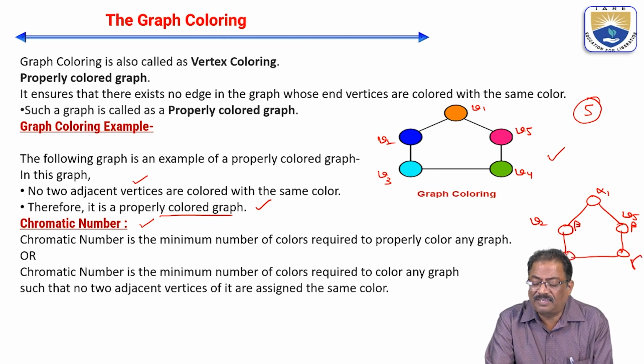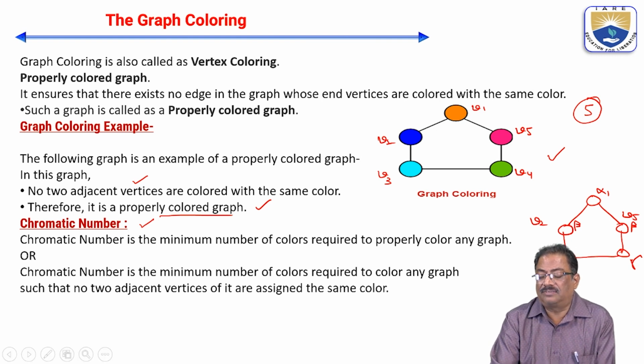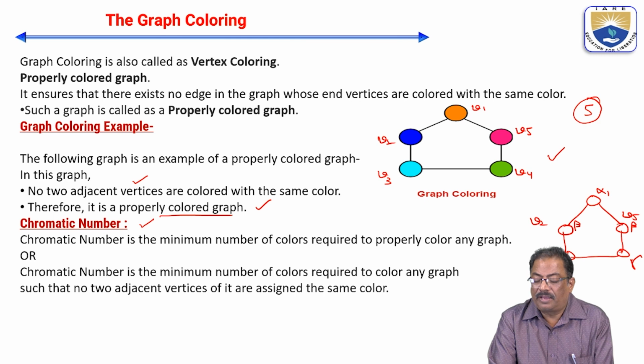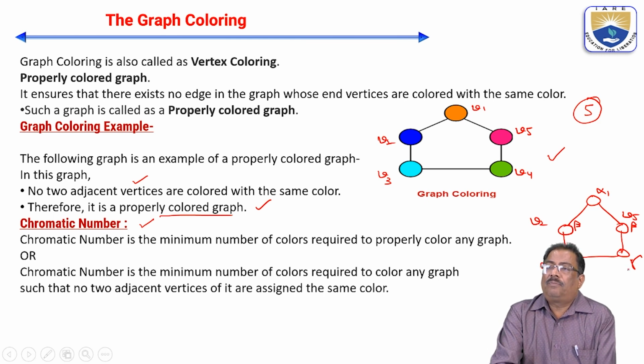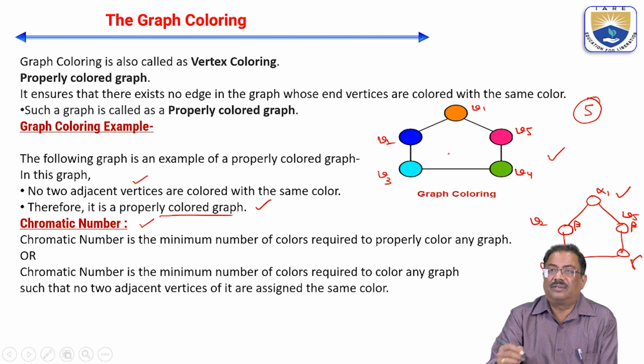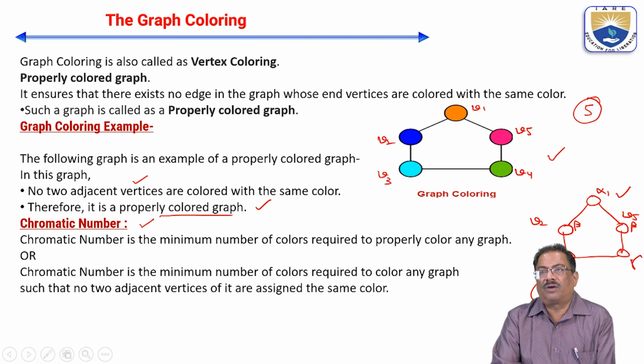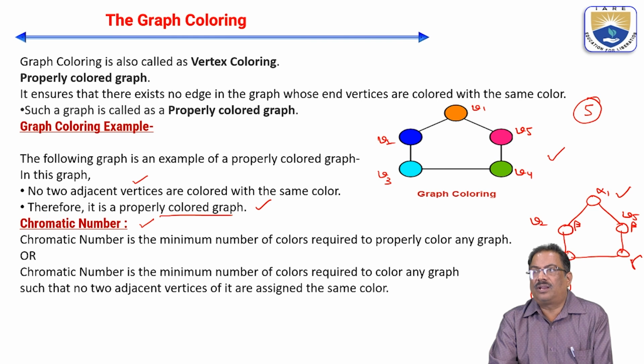Here I cannot assign the alpha color because these two are adjacent. I cannot assign the beta color either, so I can assign some other different color. So with the help of 4 colors, alpha, beta, gamma and another, I made the graph properly colored. Earlier I used 5 colors. So here I am going to use the minimum number of colors to make the graph properly colored. That minimum number is known as the chromatic number.